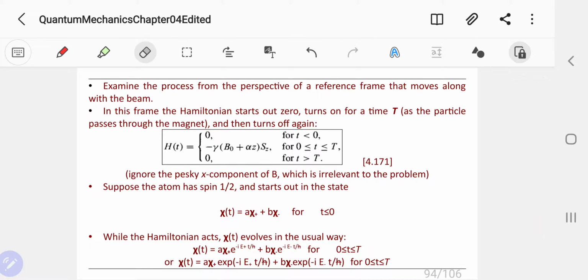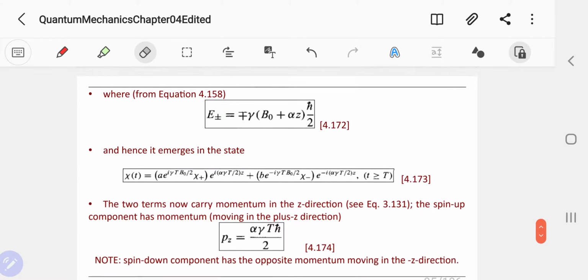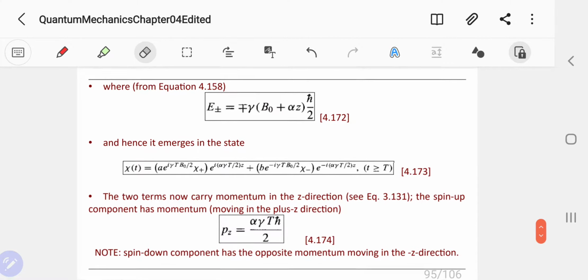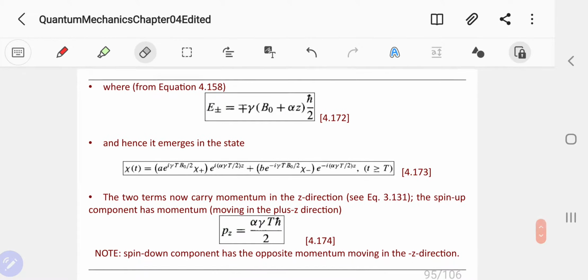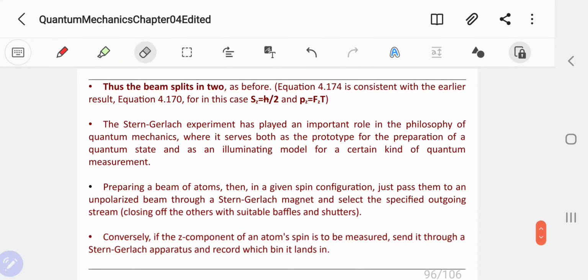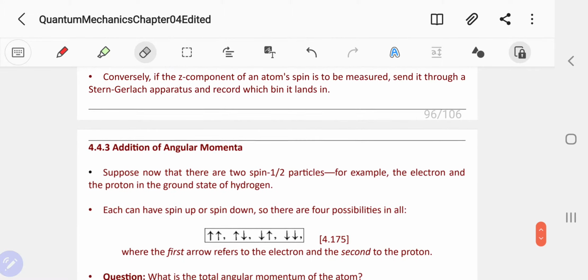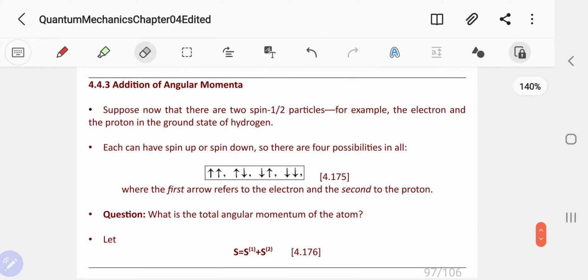Review the slides of this experiment, and then I'll let you explain this in detail. You can also do some research on this. This is an old experiment, by the way. So let's now proceed to addition of angular momenta.